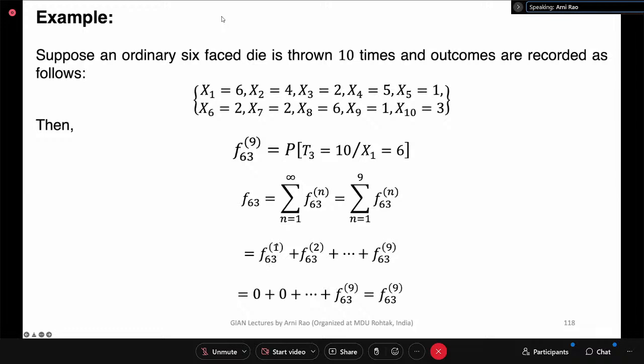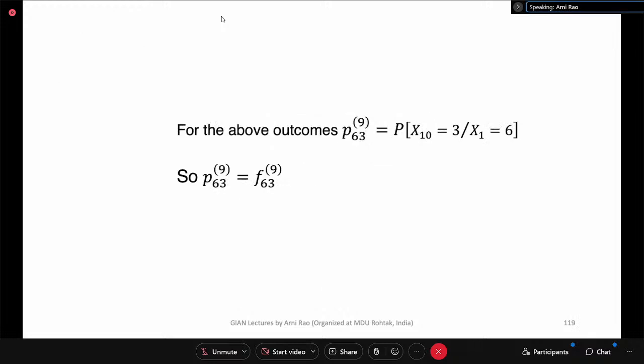F63, did it reach in the first time step? No. Did it reach in the second time step? No. 6 to 3, did it reach in the 8th time step? No. Did it reach the 9th time step for the first time? Yes. So this is the only probability. So F63 equals F639. As I mentioned, please focus, and this is how we are computing all these things.